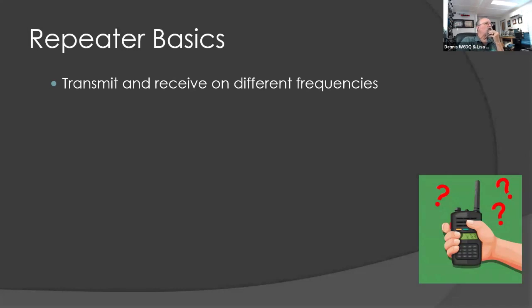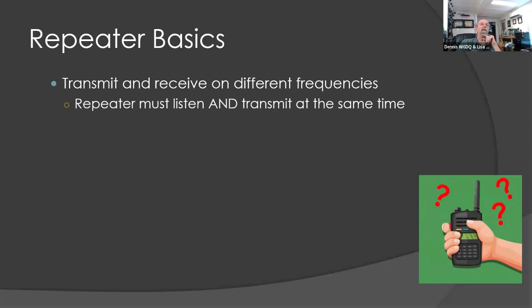So repeaters transmit and receive on different frequencies. Why is that? Because it's transmitting and receiving at the same time. It's receiving your signal and transmitting on another frequency, so it's repeating what you're saying on your radio. That's why it's called a repeater. It's taking an input, changing it to another frequency, and putting it out as an output.